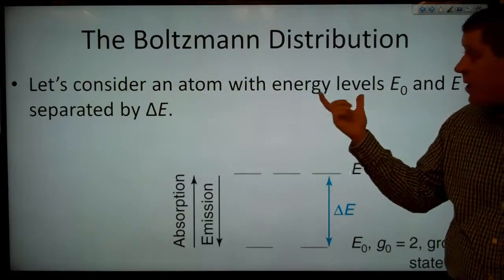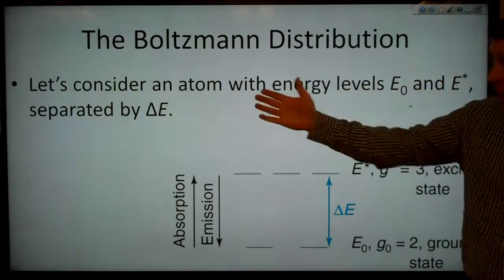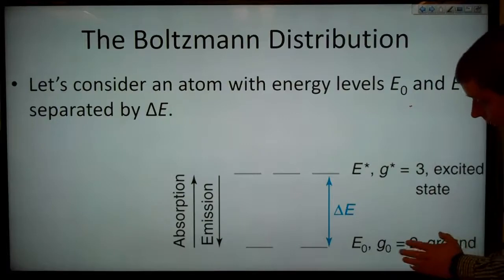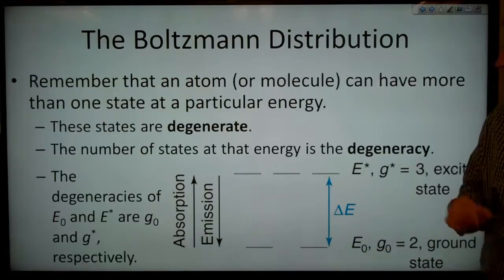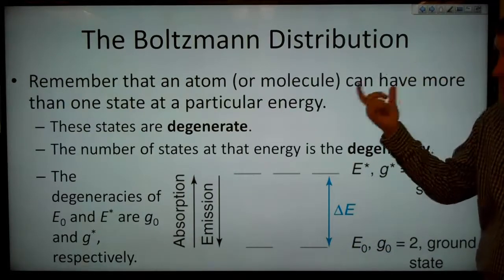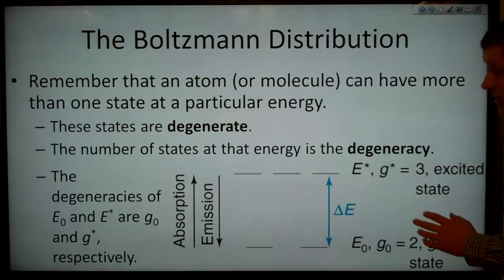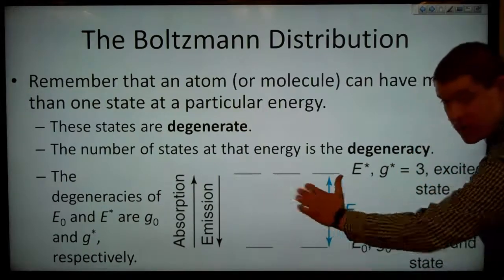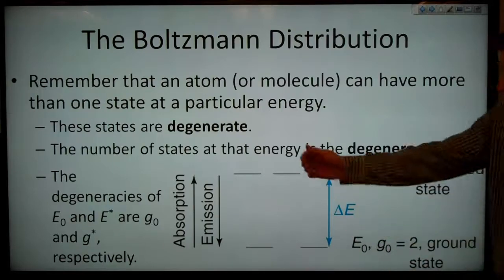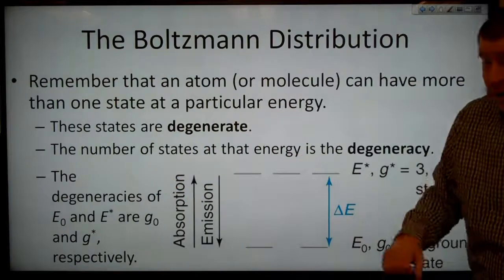So let's consider an atom with energy levels E0 and E star, separated by delta E. So we've got E0 down here and E star up there. They're separated by some energy difference delta E. Now remember that an atom or molecule can have more than one state at a particular energy, and these states are degenerate. So the number of states at that energy is called the degeneracy. So the degeneracy down here is 2, the degeneracy up there is 3. And the degeneracies of E0 and E star are G0 and G star respectively.